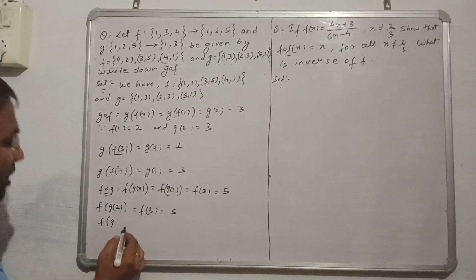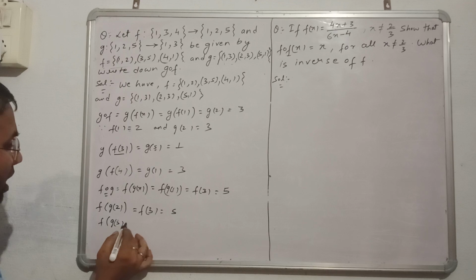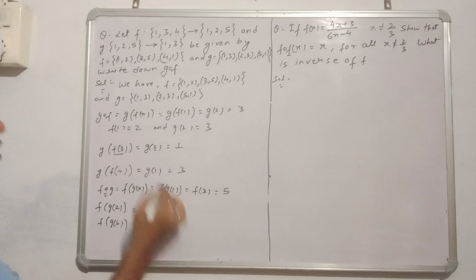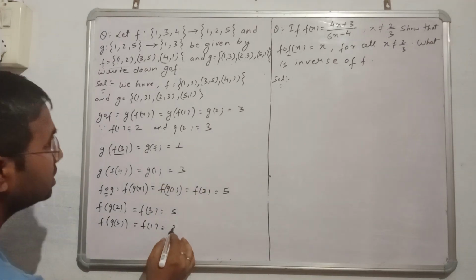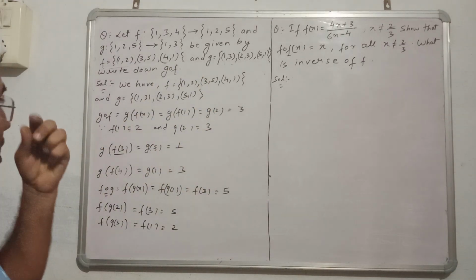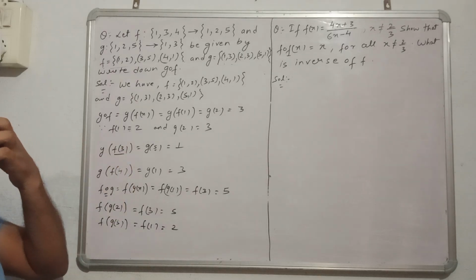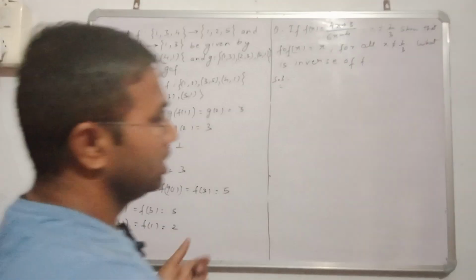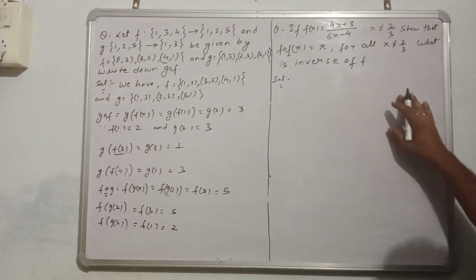Now the next one is 5. At 5 in g what are you getting? At 1 you are getting 2, so just write down 2 here. Okay. So in this way you will write down fog and gof, meaning function of a function. I hope you have understood this one. Now let's move to the next one.